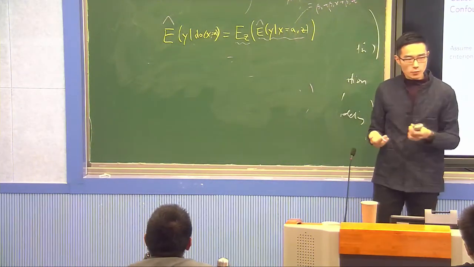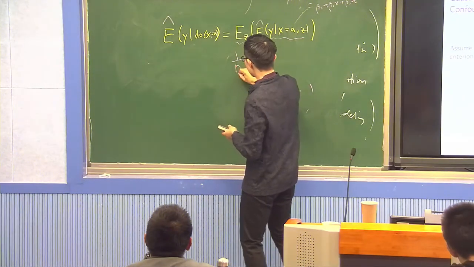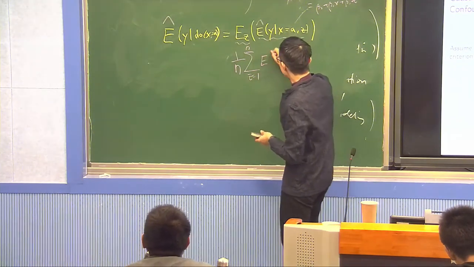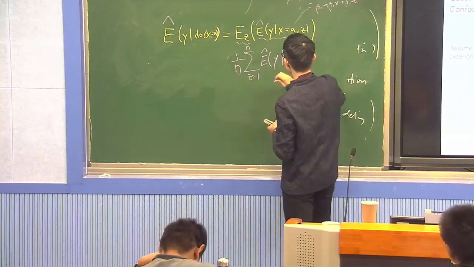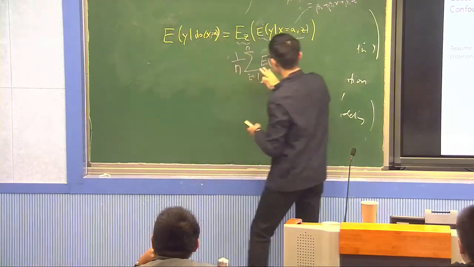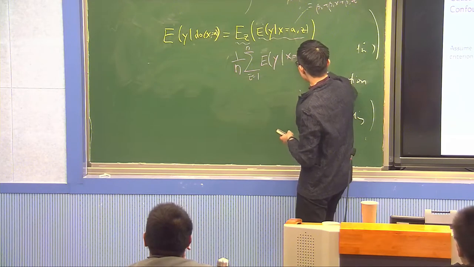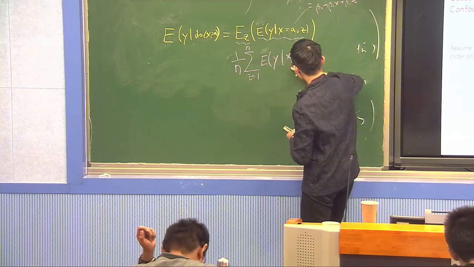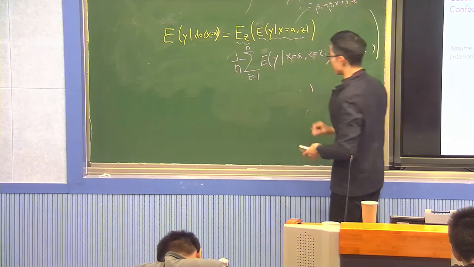Well, in practice, what you can do is sum over all the available data points, i equal to 1 to n, of the estimated E[Y given x = a, z = z_i]. You can write it this way.